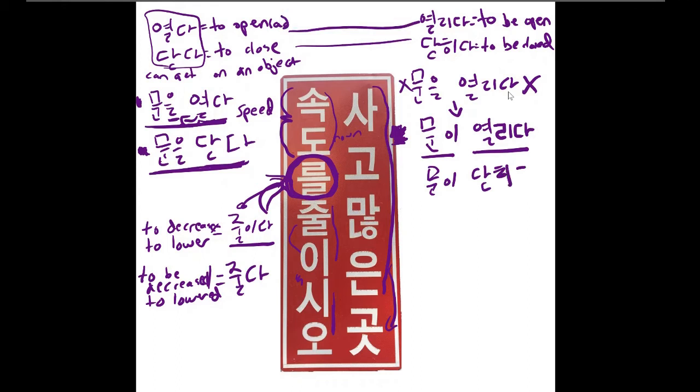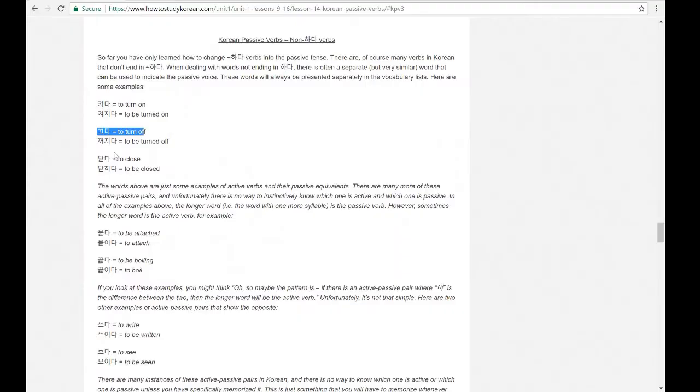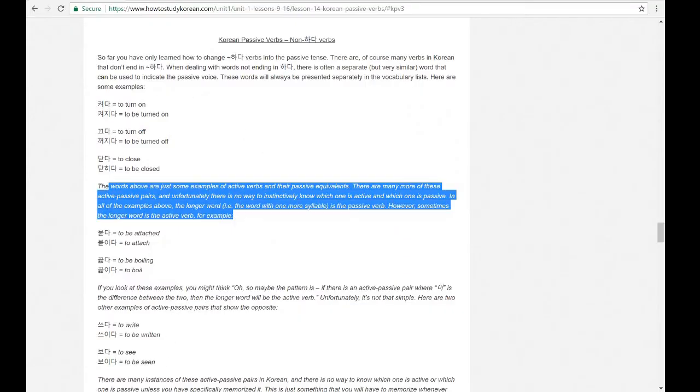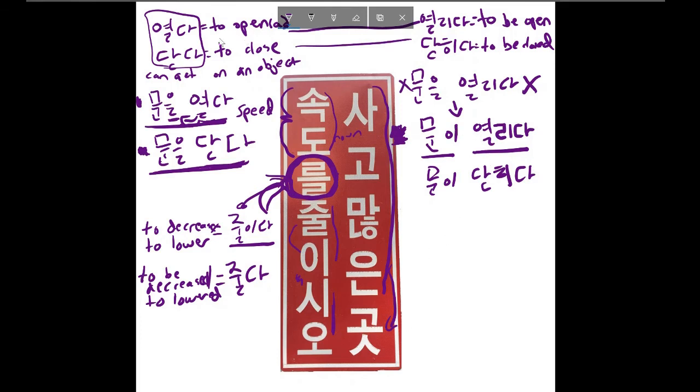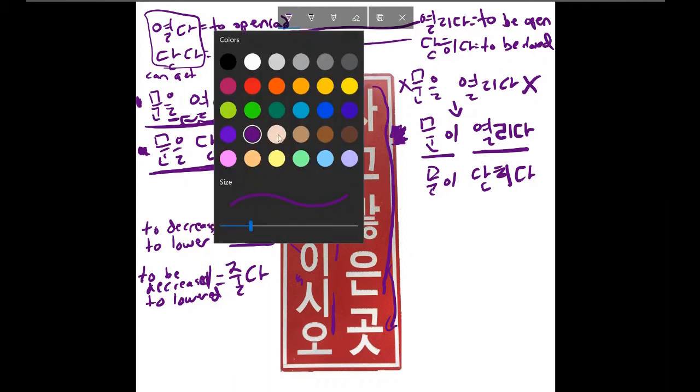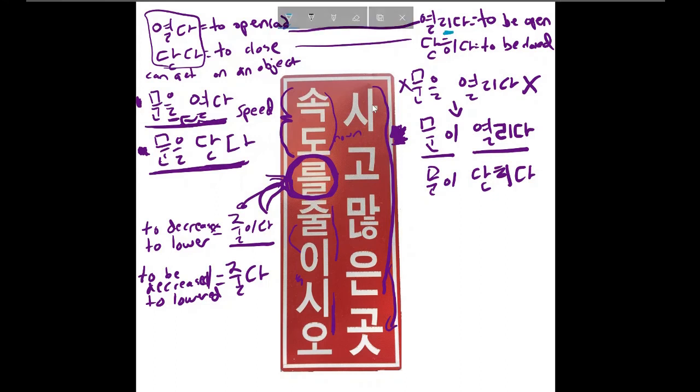And anyways, the only reason why I'm talking about this in this lesson is most of the time, and I actually say this in this particular lesson here, when you look at these active verbs and compare them to their passive equivalents, most of the time, not all the time, the active form of the verb is shorter, and when I say shorter, I mean less syllables, than the passive form of the verb. So in this case, you have 열다, and then the passive one is 열리다. You have one additional syllable here. And then same thing here, you have 닫다, and then the passive form is 닫히다, and you have one additional syllable.